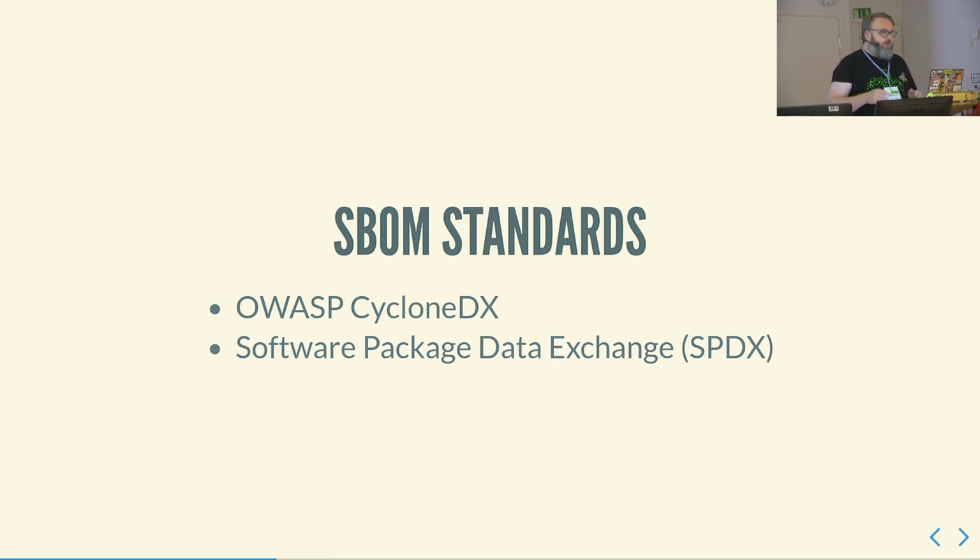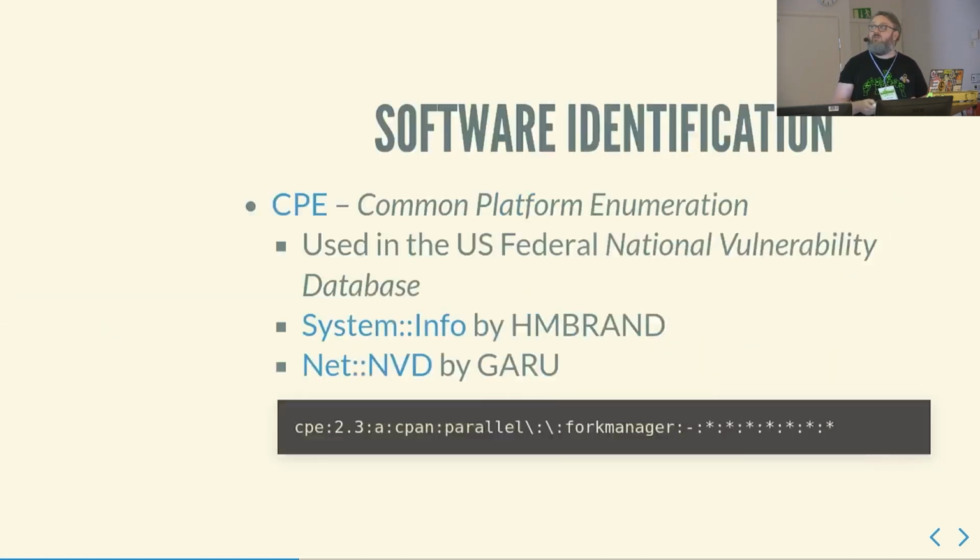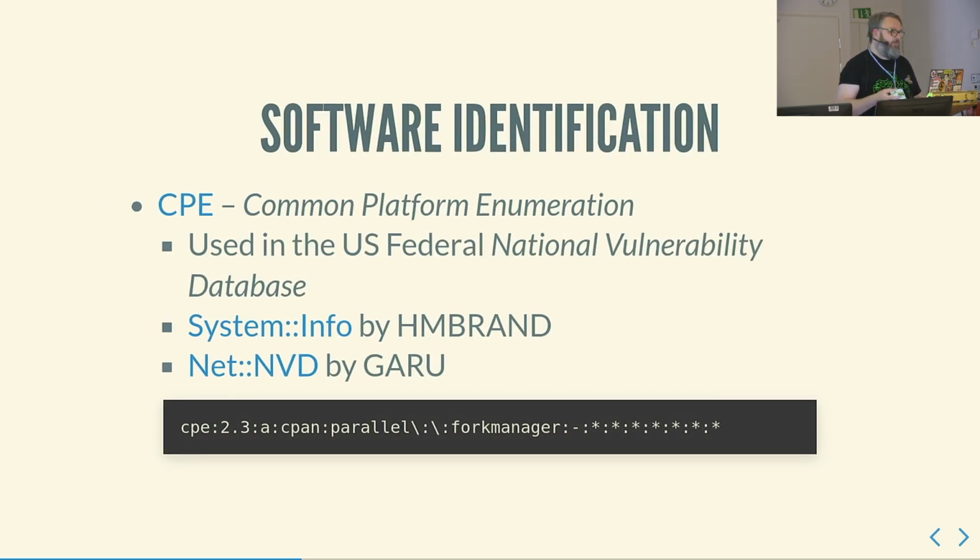That's why I propose those. In order to have a way to keep track of dependencies across ecosystems, we need to have a sensible way of identifying software. There are three standards for software identification. One is called Common Platform Enumeration. That's the horrible thing at the bottom there.